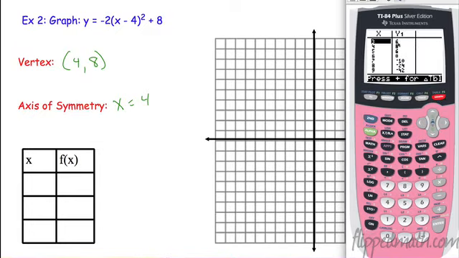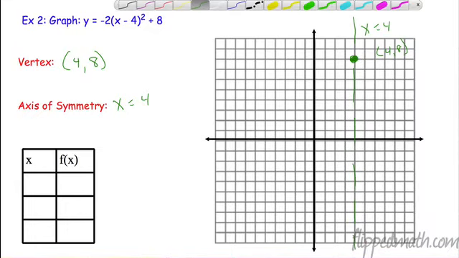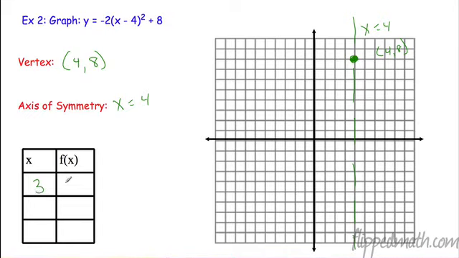So 3 is at 6. Then 2 is going to be at 0. And 1 is going to be at negative 10. All right, so 6, 0, negative 10. So 3, 6, 2, 0, and then 1, negative 10. Ooh, that just fits.